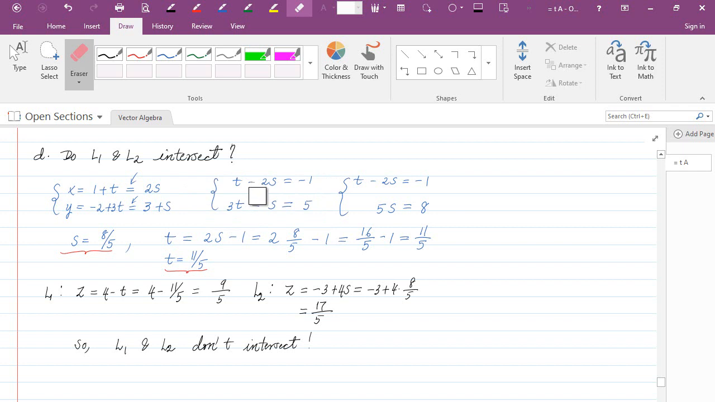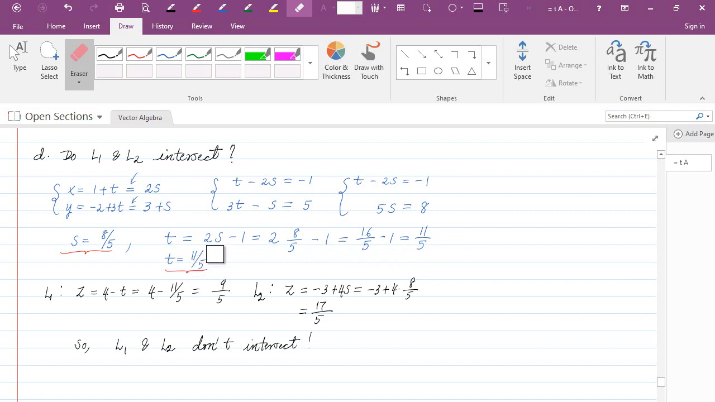When I multiply by negative 3, I get positive 6s, added to negative s will give me 5s. Negative 3 multiplied by negative 1 is positive 3, plus 5 is 8. So s has to be 8/5. Now once I have that, I can plug the value of s into the first equation. So t would be 2s minus 1. S is 8/5, so I get this, which eventually is 11 over 5. So t is 11/5.